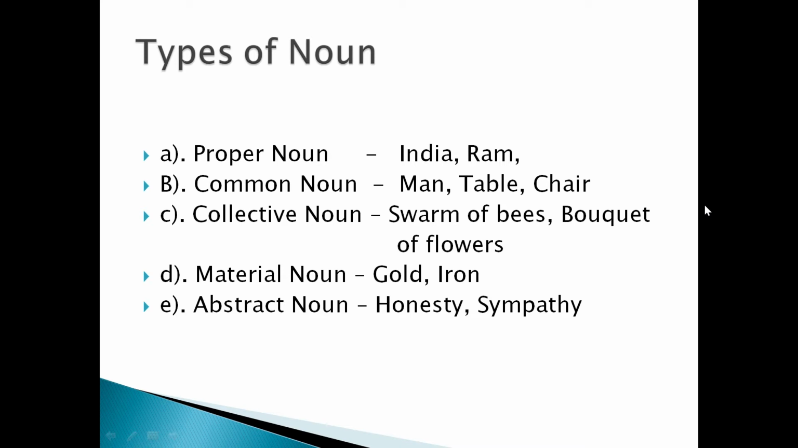So these are some important types of noun which we have seen. You can note them down. So I'm repeating them again. 1. Proper noun. 2. Common noun. 3rd. Collective noun. 4th. Material noun. And 5th is abstract noun.